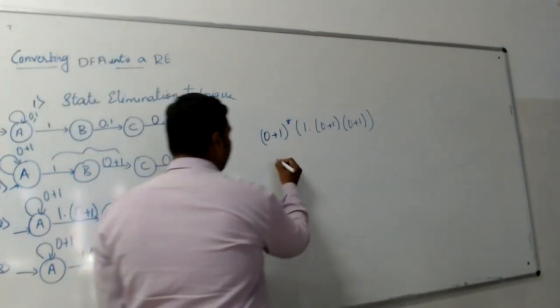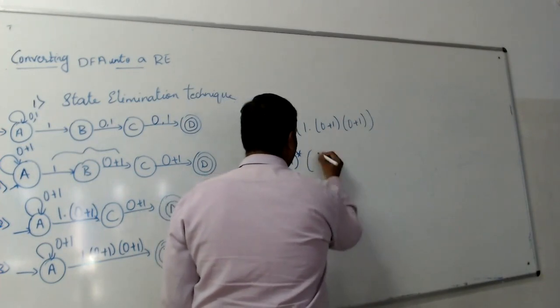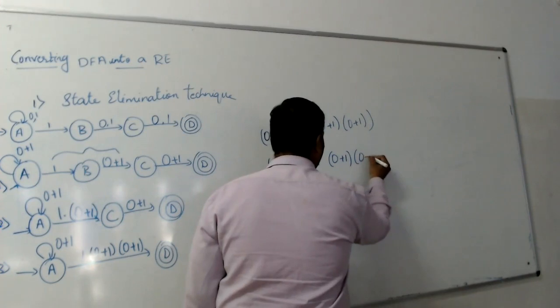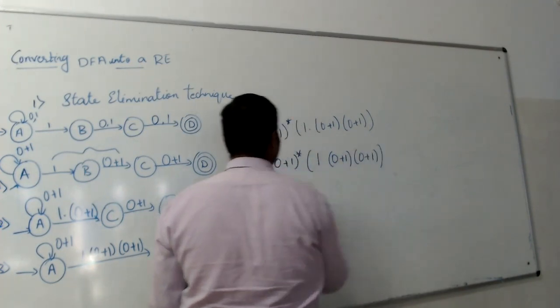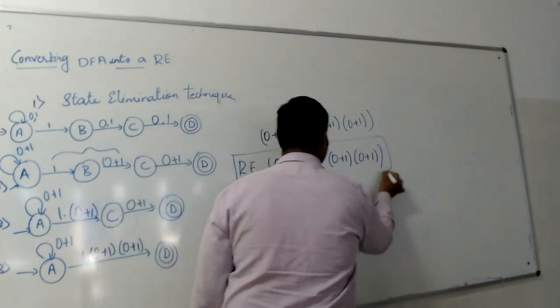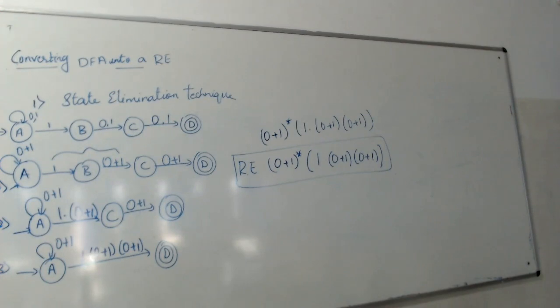So (0 or 1) whole star, 1 into (0 or 1) and (0 or 1). So this is the required regular expression. The required regular expression. Clear with this? Yes? Okay.